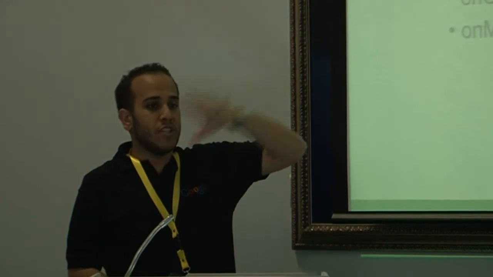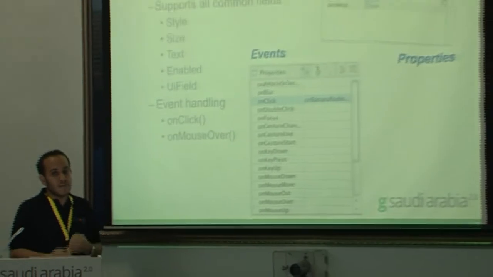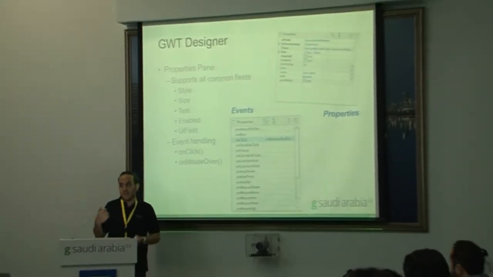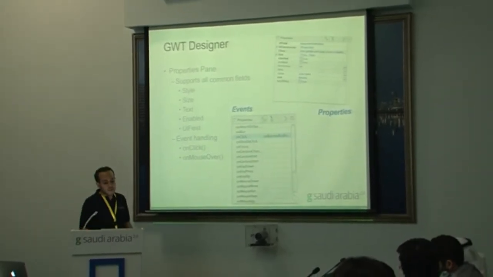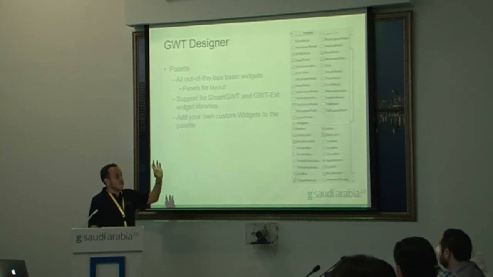And there's a properties pane. This will probably look familiar to most of you. On the top, there's all the properties. You click on a widget, you can manipulate the properties, and there's also an event view where you can handle JavaScript events. So on click, on drag, on drop, stuff like that. Here's the palette, which has all of the widgets.